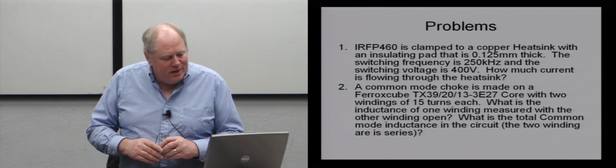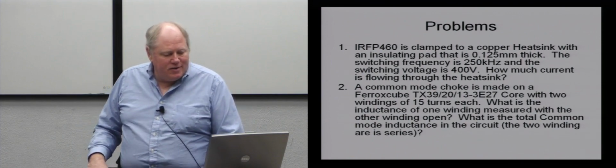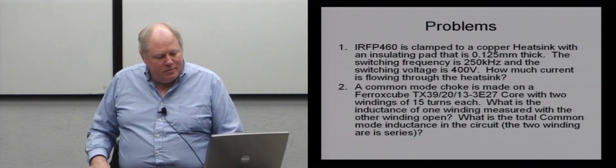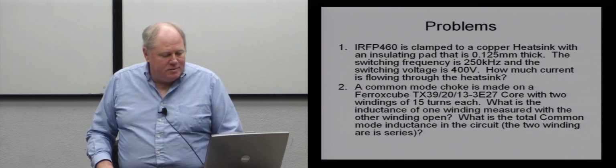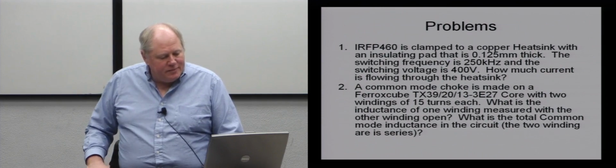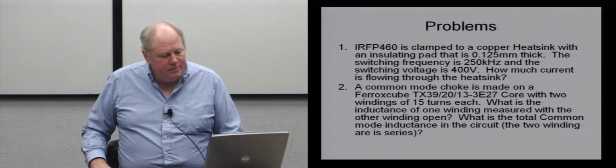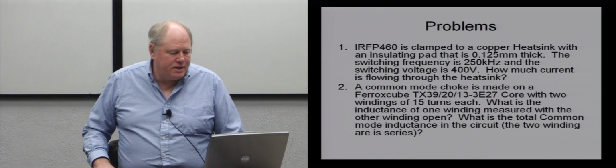The first one is, if you have an IRFP460, which is a part you can look up on DigiKey, and you clamp that to a copper heatsink through an insulating pad that is 0.125 millimeters thick, and that's switching 400 volts at 250 kilohertz, how much current is going to flow through that? So that's basically figure out the area of it, the capacitance, and the other part is the switching time, which you can get an estimate of from the data sheet for that part.